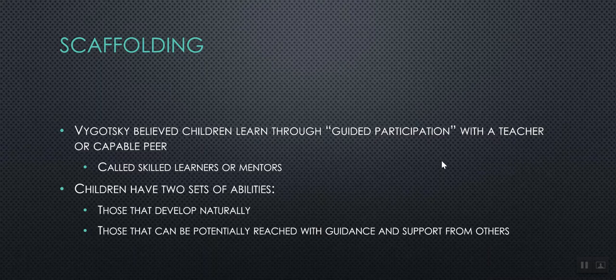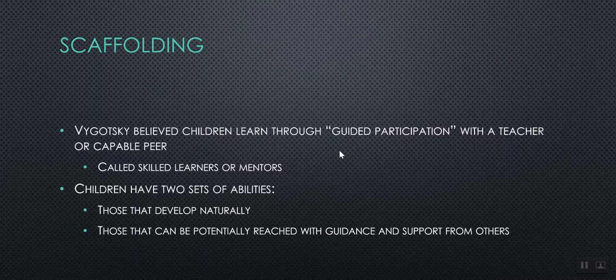So all of these words in this first sentence and this bullet point are pretty important. Scaffolding is one of them. Guided participation is another one. That's the process of actually offering that scaffolding support to the child. Skilled learner or mentor or capable peer. You'll hear all of those different terms as it relates to Vygotsky's theory. And those are simply the terms that define the idea of children needing help from someone who's more capable. It could be someone their age, someone a little bit older, definitely an adult.